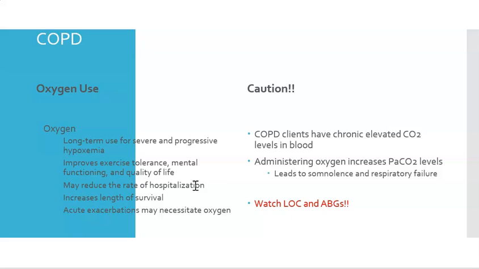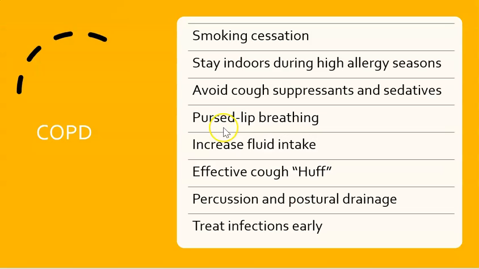Oxygen use. So long-term is going to be for severe and progressive hypoxemia. This improves activity intolerance, mental functioning, cardiac, helps their heart work better. So this may reduce the rate of hospitalization, increases the length of survival, and reduces exacerbations. COPD patients, just keep in mind they have chronic elevated CO2 levels in the blood. So administering oxygen can really increase their PaCO2 levels, and that can lead to somnolence and respiratory failure. So make sure that you're not just turning that up arbitrarily. Watch your level of consciousness and their ABGs.